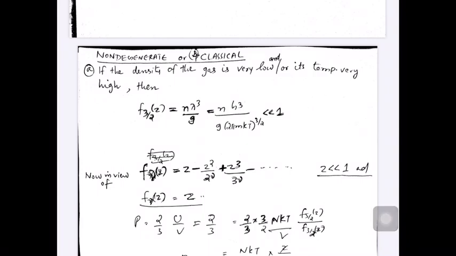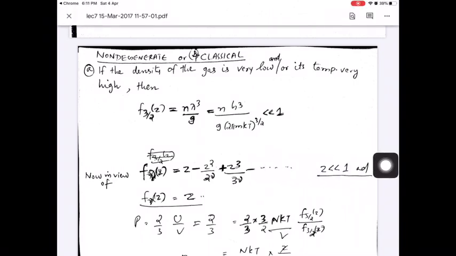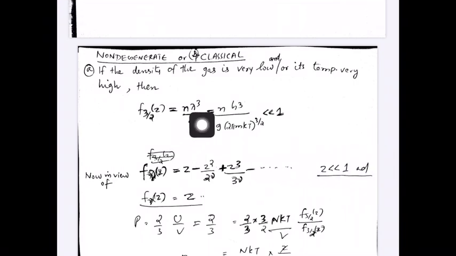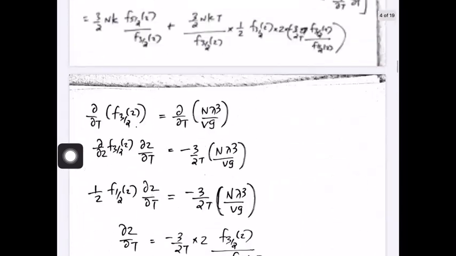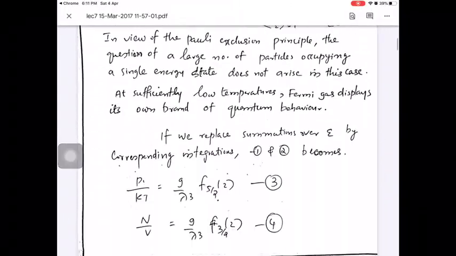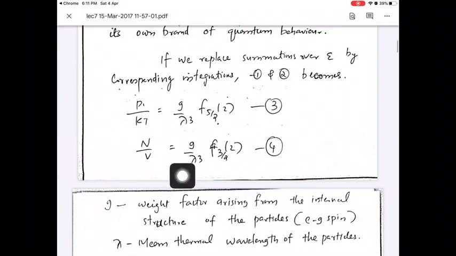If the density of the gas is very low, I'm writing this equation: f_{3/2}(z) = nλ³/g. So where did I get that? That is obtained from equation 4. See, equation 4 is this.